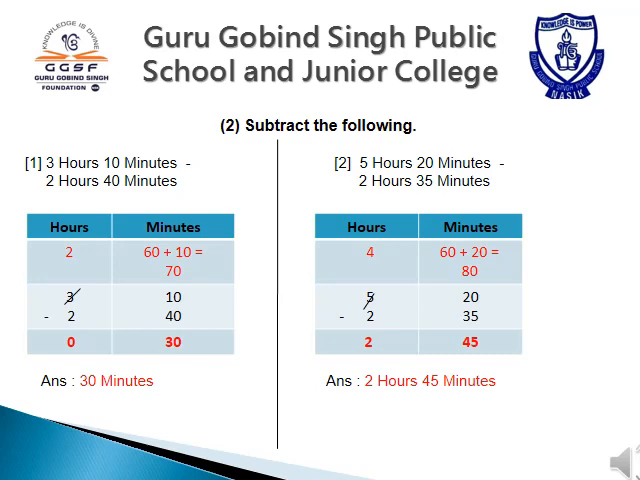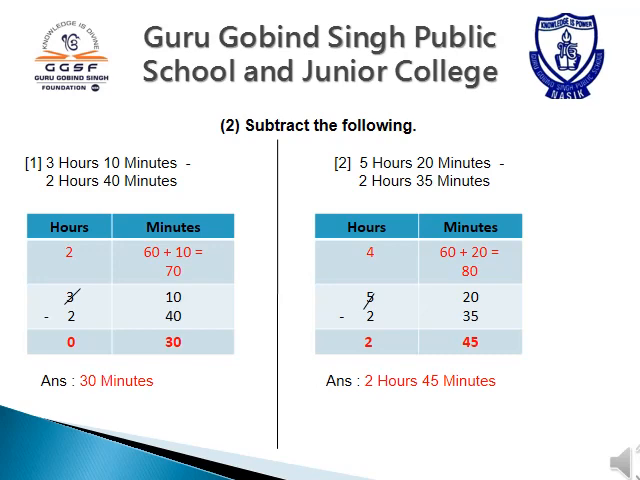As we know that 1 hour means 60 minutes. So here I have written 60, and then I have added that 10 minutes which are already there. So 60 plus 10 is equal to 70. Now we can subtract this 40 from this 70. The answer is 30. And in hours column, 2 minus 2 is equal to 0. So the answer is 30 minutes.